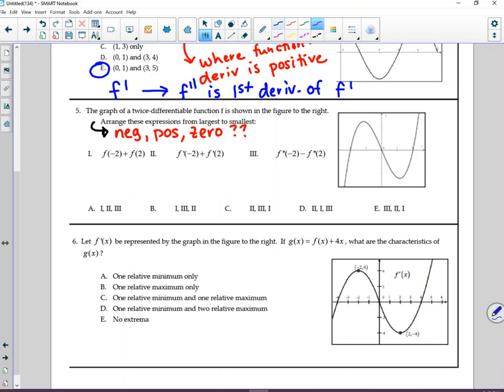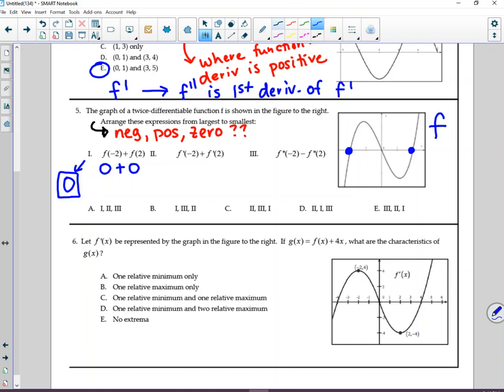So, first thing I do is, if this is the f graph, f of negative 2 and f of 2 are both 0. So expression 1 is 0. So 1's probably the one in the middle. And if that's all we knew, which is what this problem is usually about, the fun thing is there's only one of these choices with 1 in the middle, and that's D. Let's look at the rest of it, though.